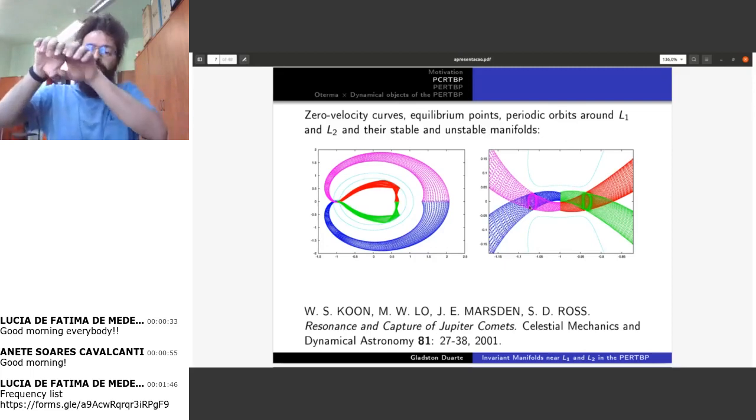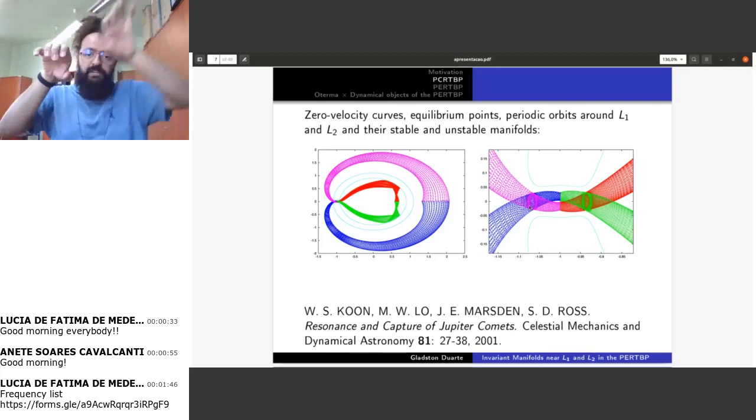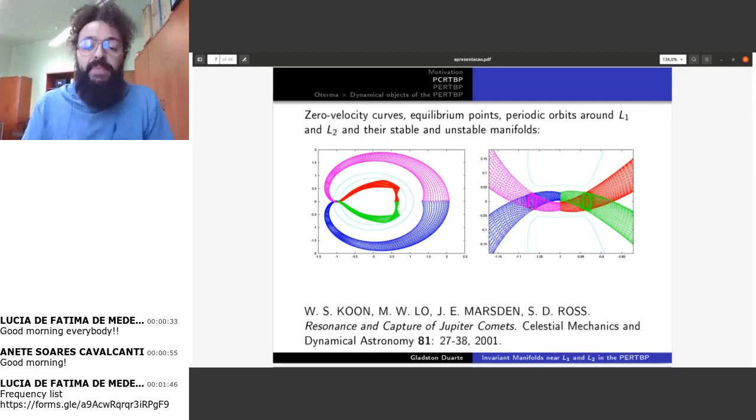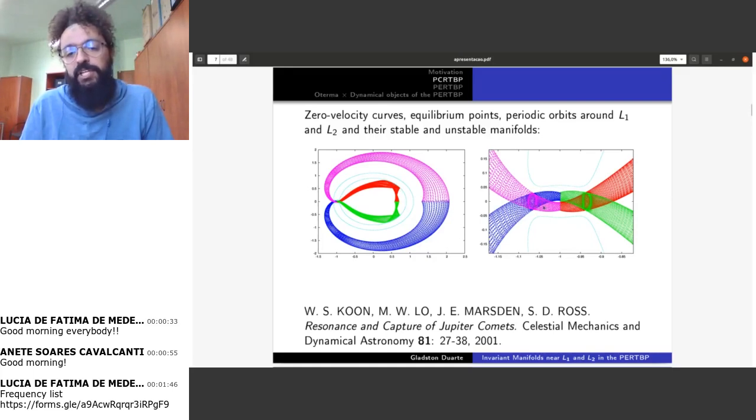So imagine you have a periodic orbit and this has a stable and an unstable manifold. So these are tubes. Imagine that if Oterma, say for instance, is inside this tube, it will follow this tube and will enter this region here. And if at the same time it is inside this pink tube and this red tube, it will experience a transition to this region here.